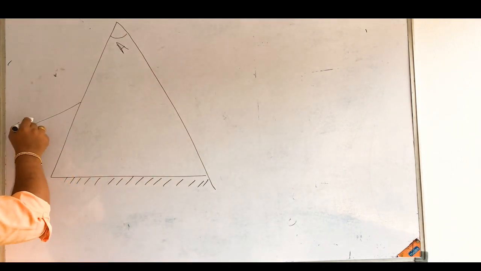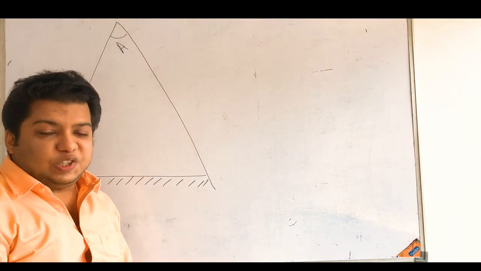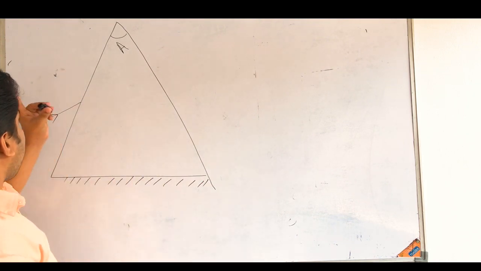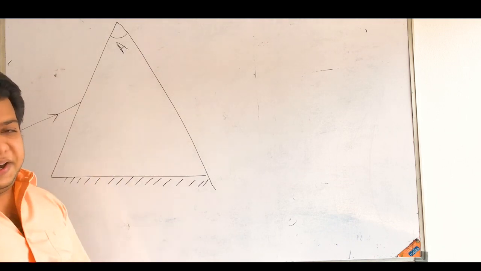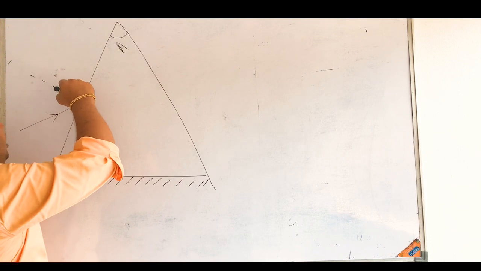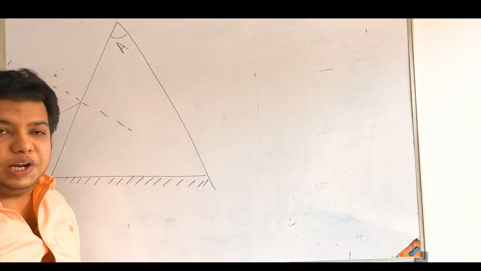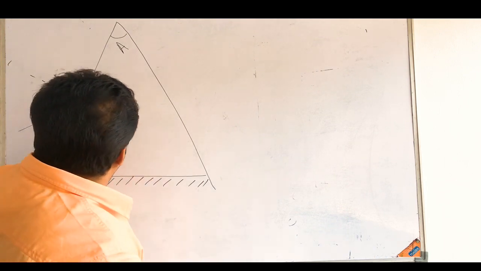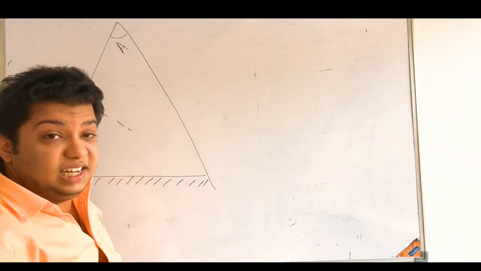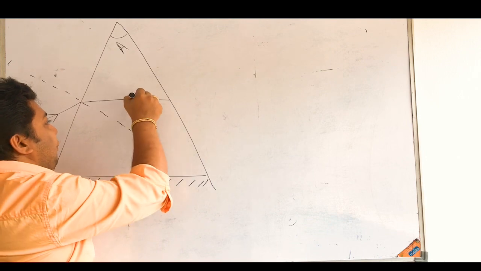Consider a light ray entering the prism like this. Now, this is air and this is glass. Therefore, light is traveling from a rarer medium to a denser medium. So we have to draw the normal to the surface. Here it is, the normal to the surface. According to the first rule of refraction, when a light ray travels from a rarer medium to a denser medium, it will deviate towards the normal.